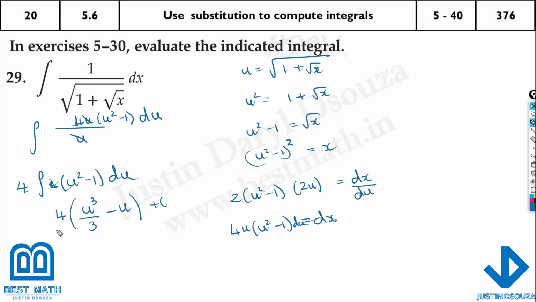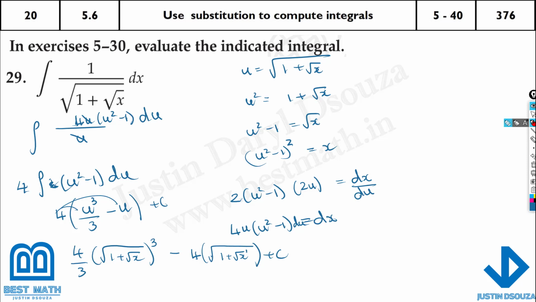So we can multiply 4 inside or we can leave it outside. Now we just substitute what was u. So these big things, we'll substitute back. You can just write the 4 outside, or you can write it like this as well. It's the distributive property. 4 by 3. What was u? It's root of 1 plus square root x the whole power 3, minus 4 times u, where u is root of 1 plus square root x. So that is the final answer. And don't forget the plus c.